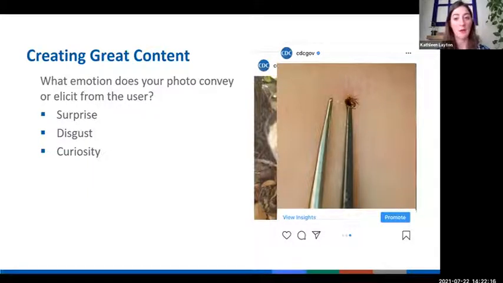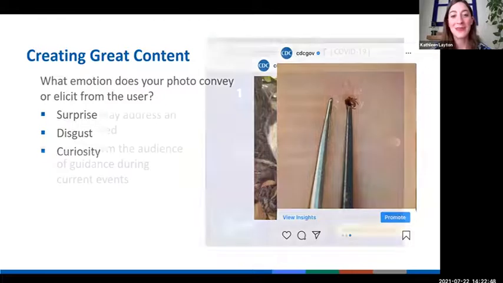I do want to take a moment though to emphasize that conveying and evoking emotion from users is such a great tool to make your content more engaging, but you have to use it responsibly. We wouldn't want to overuse or overstimulate or just trigger our audience. You want to be using these tools in a way that's healthy and promotes information sharing. Okay, next slide, please.